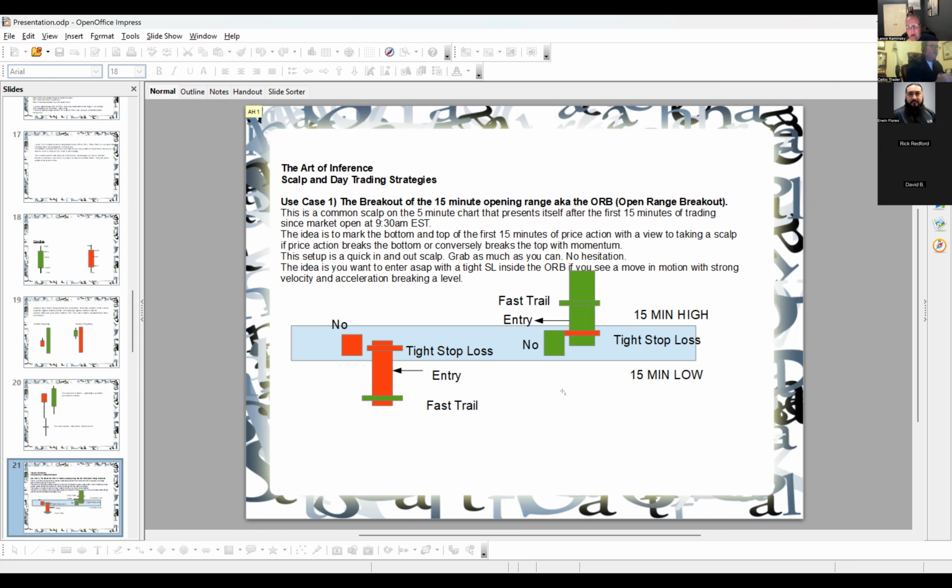The point that I want to try and make to you guys about this is don't be greedy on this. If you have a move and you get in, it's almost like you're driving and a deer comes out in front of you and boom, you have to react to that ASAP. It's something that presents itself and it moves just like that. And you have to click just like that. And then you have to grab as much of it as possible. So this is a breakout scalp.